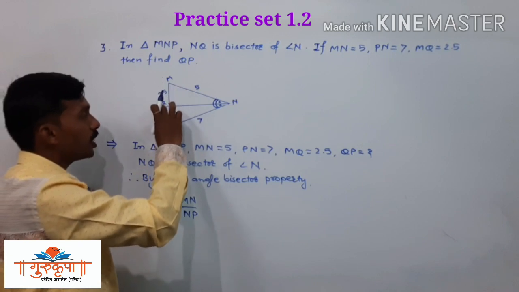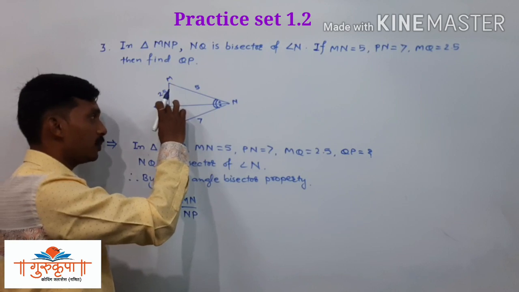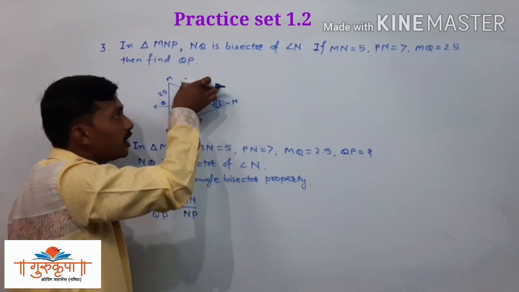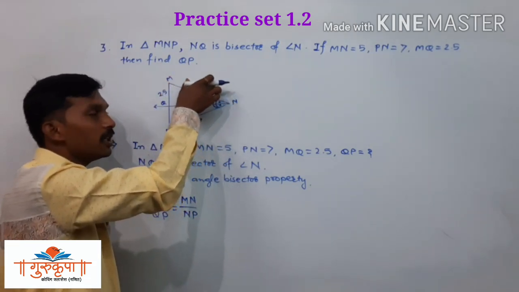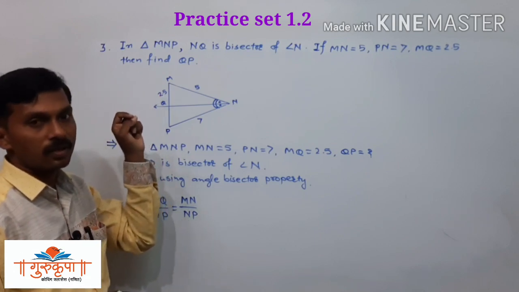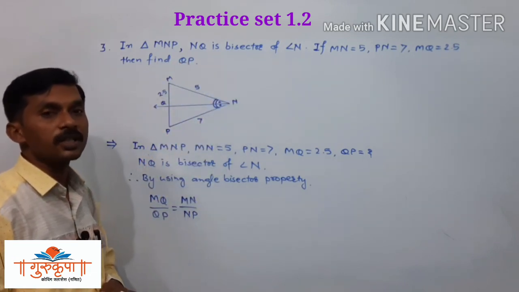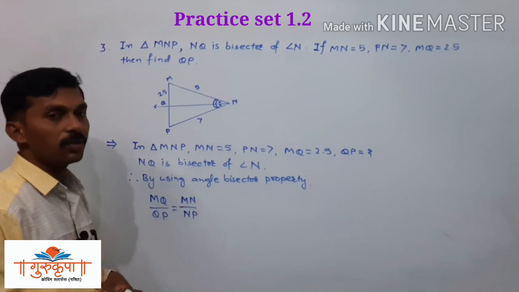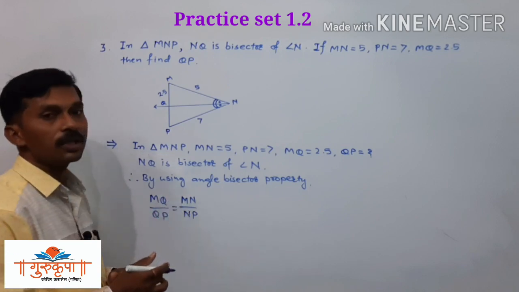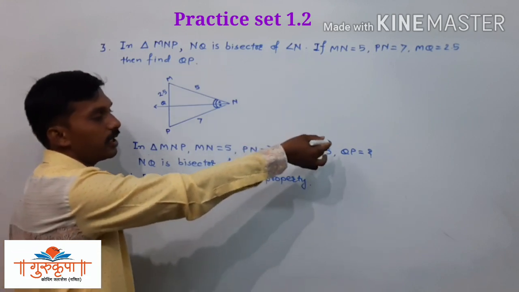Suppose we write the first ratio as PQ upon QM, then the second ratio you have to write as PN upon NM. How we write the first ratio is very important. Depending upon that first ratio, we have to write the second ratio taking corresponding sides in the numerator and denominator. Here the corresponding side of MQ is MN and the corresponding side of QP is PN. Now put the values there and find the segment which we have to find, that is QP.